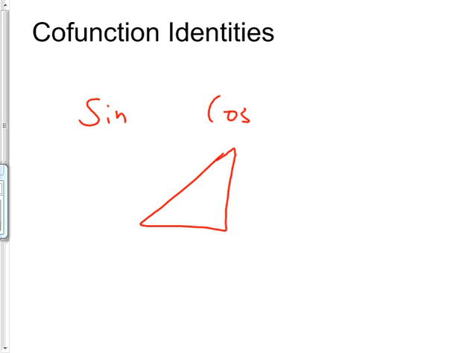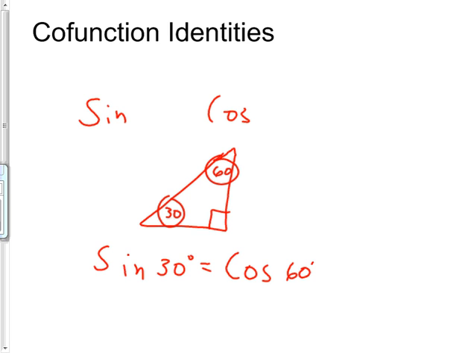Okay, so sine and cosine go together in this way. Here's a triangle. Let's say this is 90. Let's say that's a 30. Then you know that's a 60, right? Because these two have to add up to 90. What happens if I take sine of 30? Does anybody know what that's exactly equal to? Cosine of 60. See, you could tell that just down deep in your brain.